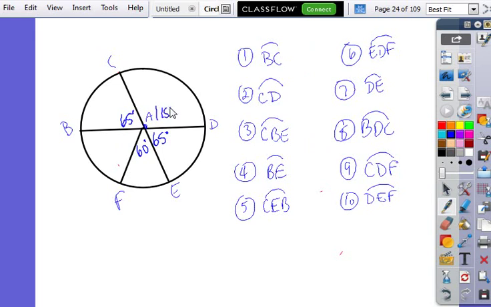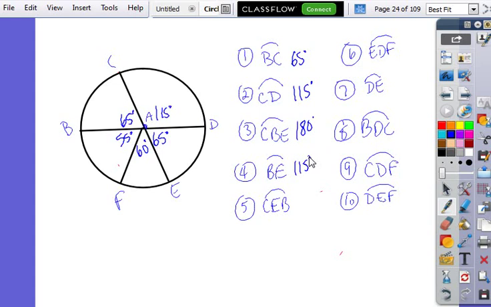I'll take the bottom part and I'll say 60 plus 65 is 125. Subtract that from 180 and get 55. Fill in all the central angles first and then we can do the numbers. BC, minor, 65. CD, just do the number, 115. CBE is still a semicircle, so that's 180 no matter what. BE, I'm going to add up those two parts, 115.